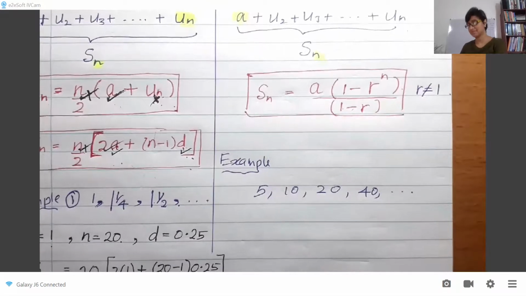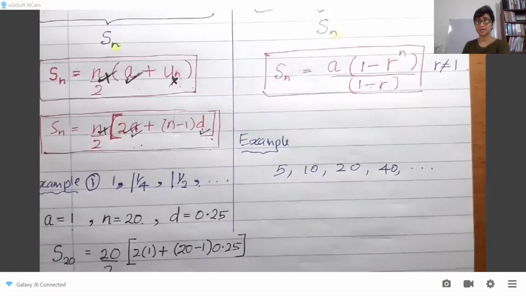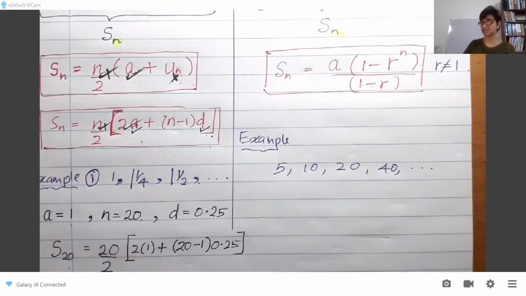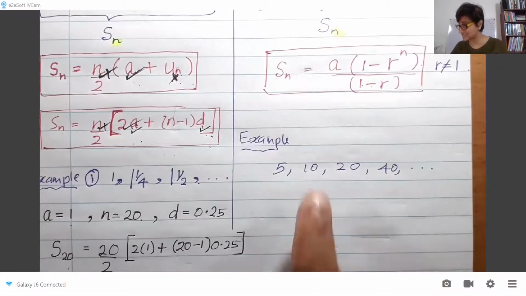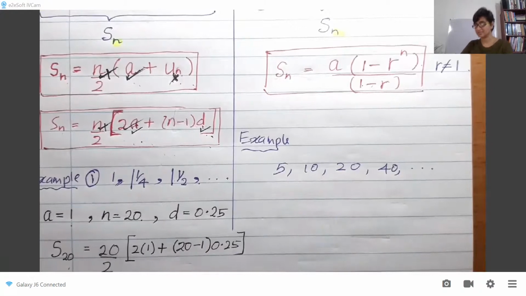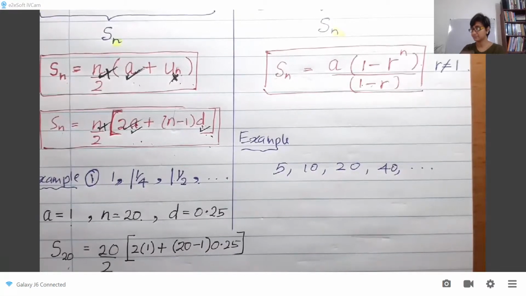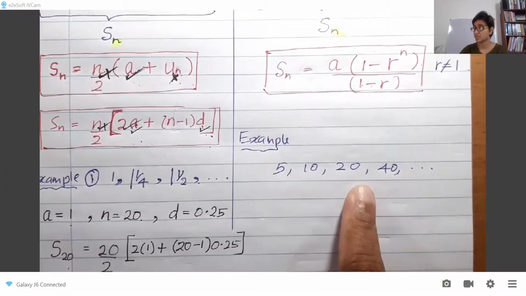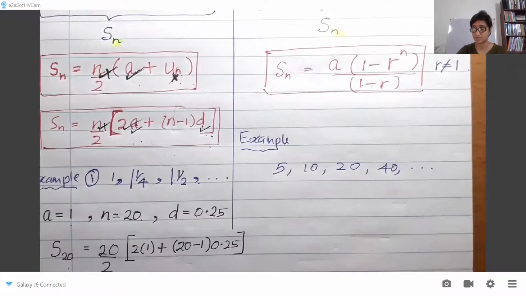Now again, you will take it for granted it is geometric because it's an example coming under geometric. But in the exam, you have to check. This sequence is a geometric sequence. We are asked to add the terms, so that's a series. 10 terms.